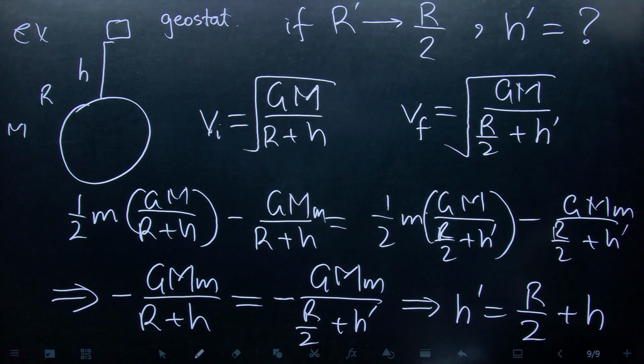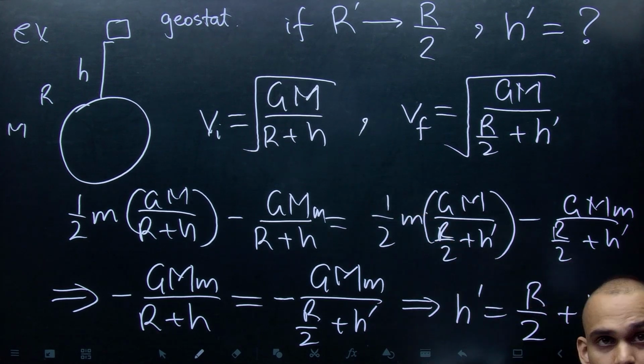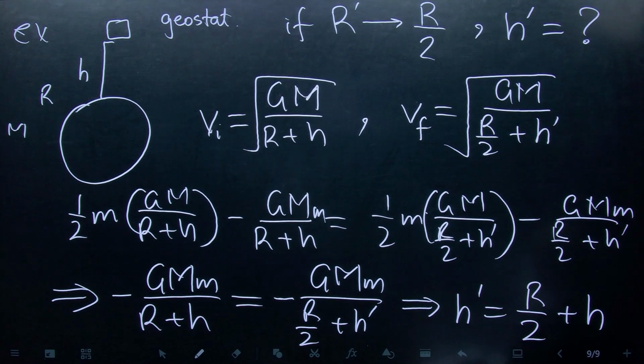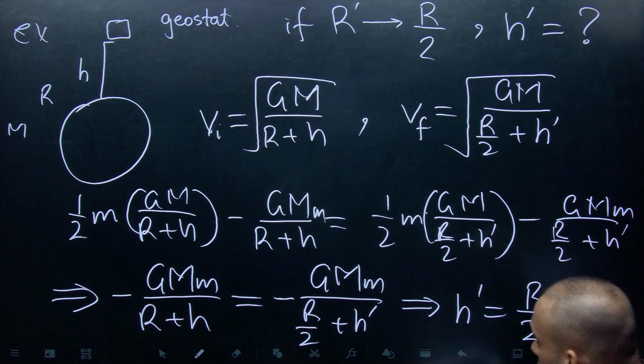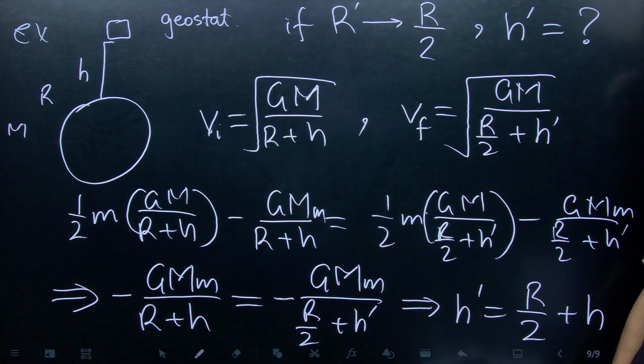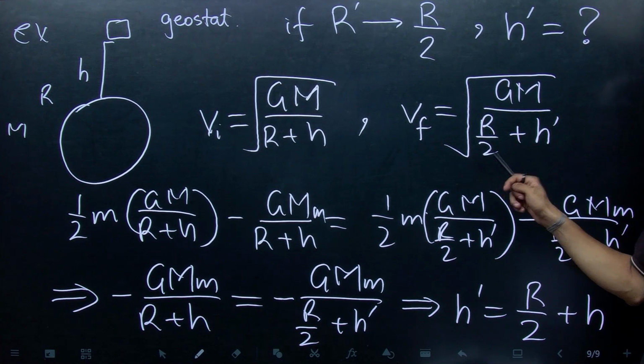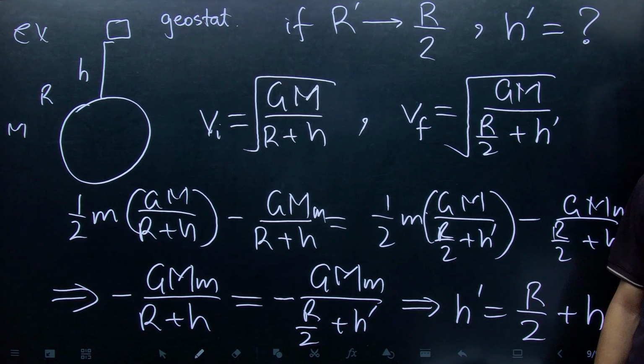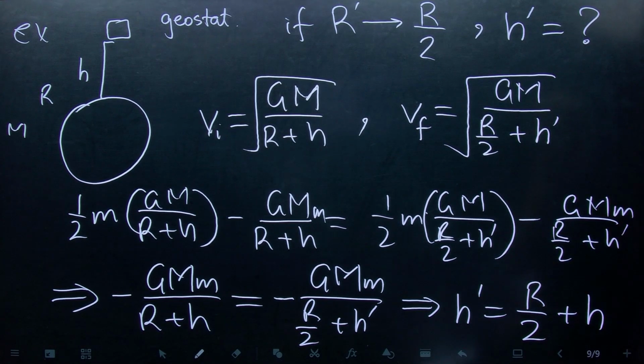Clear or not? Tell me. We found the orbital velocities and then conserved energy, but the change is R by 2. Now, why are both the same? What do you mean both are the same? The initial radius is R plus h. The final radius is the shrunk radius plus the new height. You can simply answer by intuition.